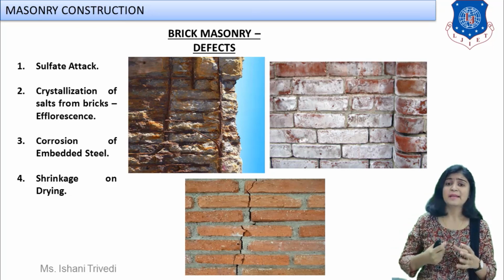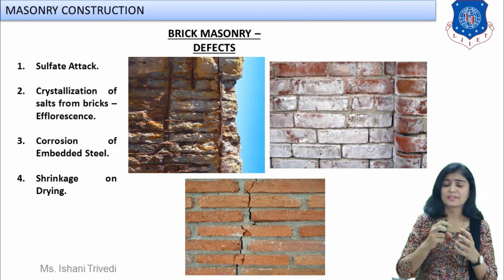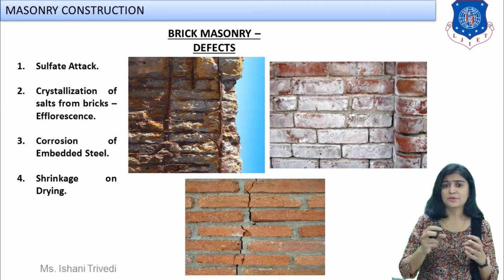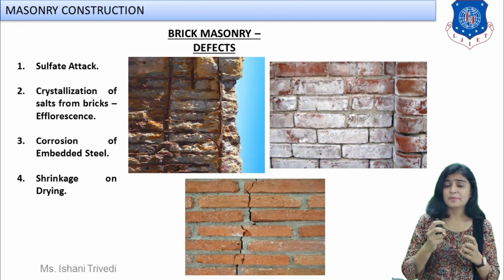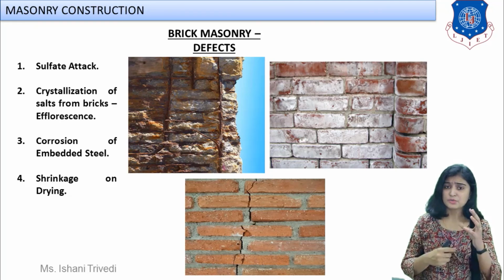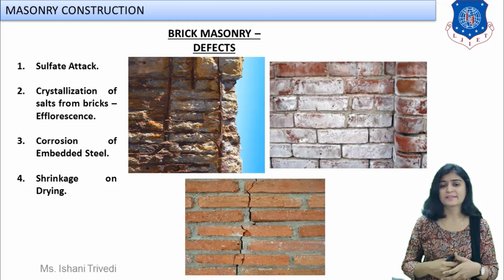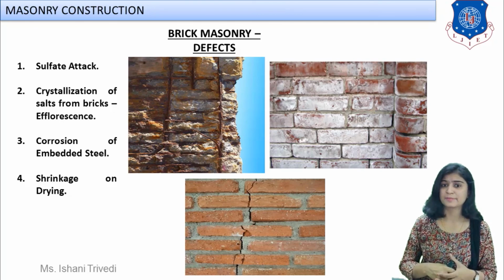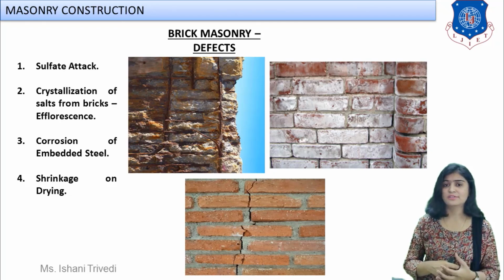Now, what is meant by shrinking? Whenever you evaporate the water from the cement mortar, right? The cement mortar is present in the joints between the brick masonry construction. What happens if excessive evaporation of water takes place under sunlight or whatsoever condition? Then it is going to contract, it is going to shrink, and if it undergoes excessive shrinkage, it will develop cracks in the brick masonry construction. This type of defect is known as shrinkage on drying, shrinkage cracks on drying.